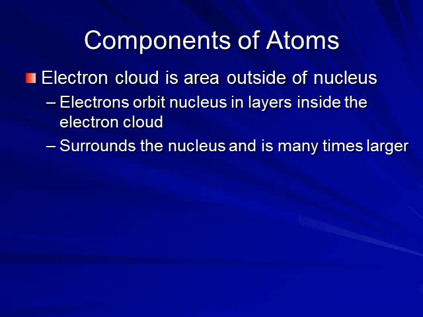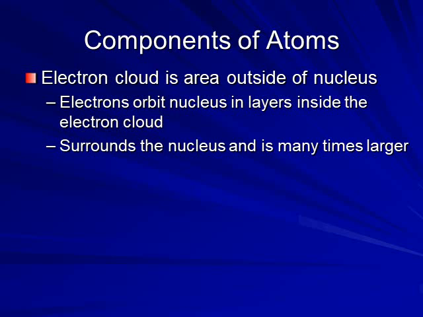Electrons orbit the nucleus in layers inside of this electron cloud, of which there are 7 main layers. It's all about energy. So how much energy does the electron have as it orbits? Well, if it has a little energy, maybe in level 1. If it has a lot of energy, maybe level 3, maybe orbital level 5, maybe even orbital level 7. So the more energy, the farther away from the nucleus, and 7 is the farthest you can get away. 1 is the closest.